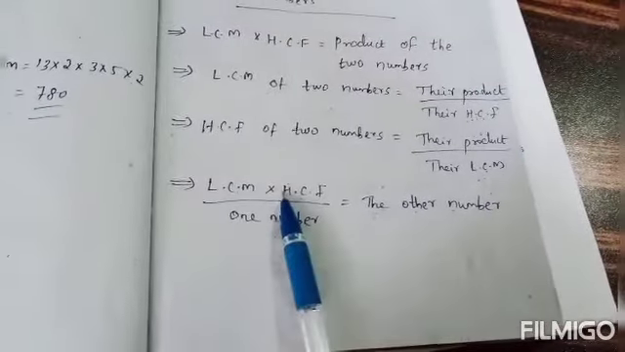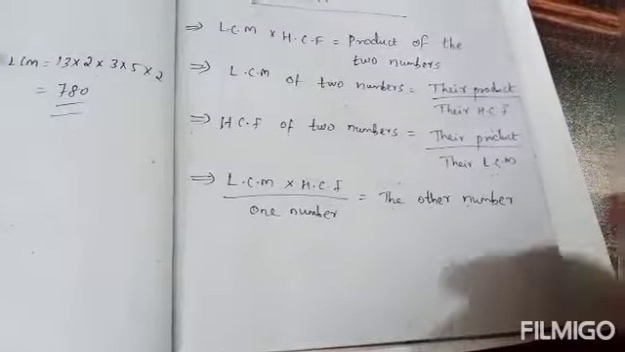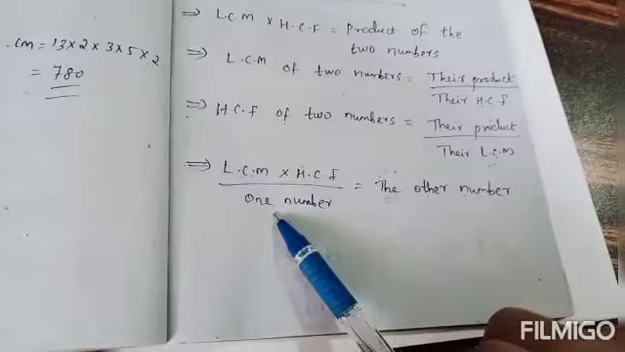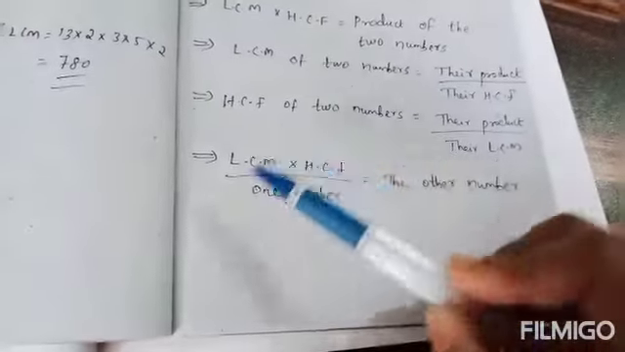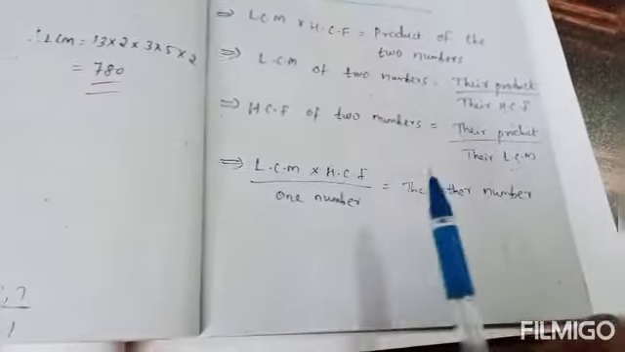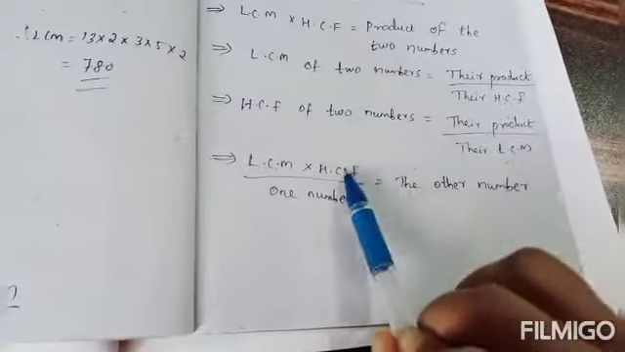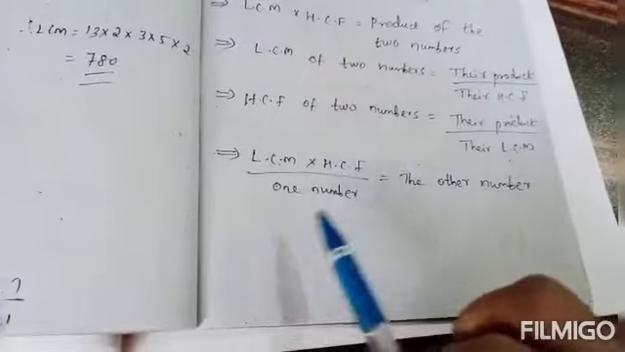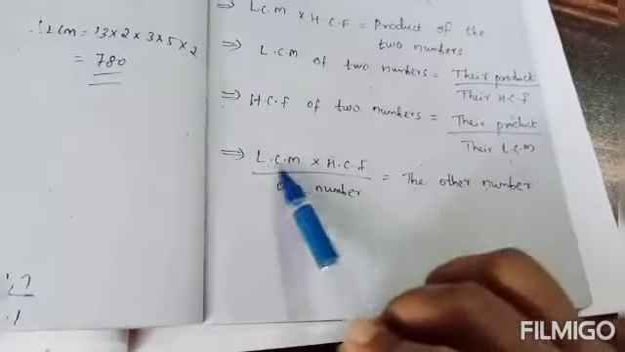Now, LCM into HCF by one number equal to the other number. That is, LCM and HCF of two numbers you are finding. Among that, one number will be given, and LCM and HCF of two numbers will also be given. Then you can find the other number using this formula. If LCM, HCF of two numbers is given and also one number among the two numbers is given, you can find the other number using this formula. LCM into HCF by one number equal to the other number.